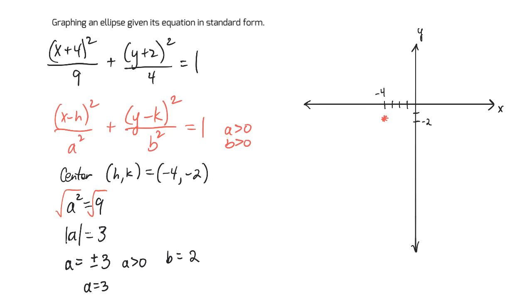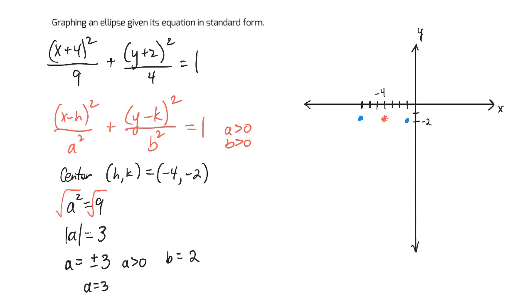Now what you want to do is travel 3 units to the right of that center and draw an ordered pair. Similarly, we want to draw 3 units to the left of that center and draw an ordered pair. And in this case, those are actually the vertices of the major axis. The major axis is the longer length inside the ellipse. In this case, it's along the x direction.